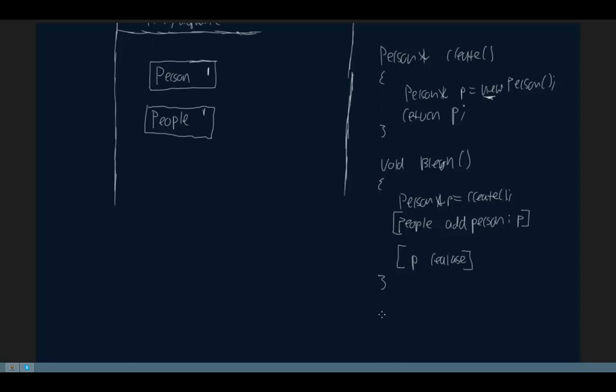Now, let's pretend that the people object has a method called addPerson, and that addPerson adds that person to an internal collection inside of people. So we could say that a person is now owned by the people object. In this case, what happens when I call p.release?